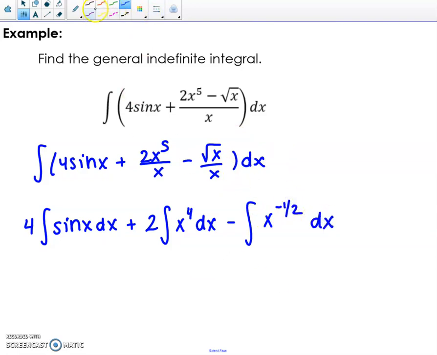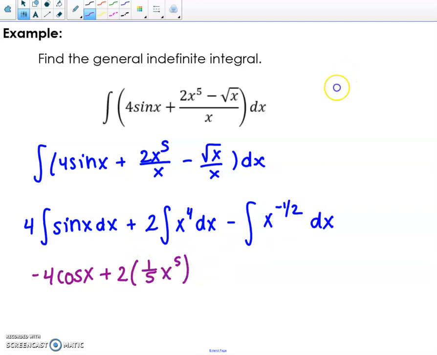So now I'm going to go ahead and take the antiderivative. So the antiderivative of sine x dx is negative cosine x. So I have a 4 in front, so I'm going to have negative 4 cosine x plus 2 times the antiderivative of x to the 4th. We're going to use the reverse power rule. So this becomes 1/5 x to the 5th.